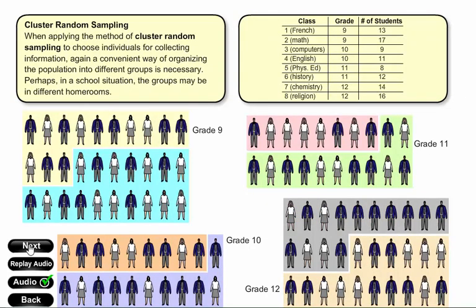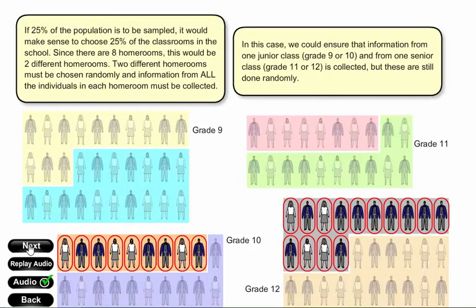Cluster random sampling. When applying the method of cluster random sampling to choose individuals for collecting information, again, a convenient way of organizing the population into different groups is necessary. Perhaps in a school situation, the groups may be in different homerooms. If 25% of the population is to be sampled, it would make sense to choose 25% of the classrooms in the school. Since there are 8 homerooms, this would be 2 different homerooms.